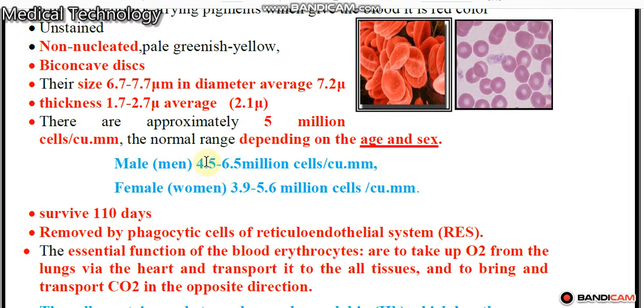If the number becomes less than 4.5 million per cubic millimeter in male, and if the number of RBCs becomes less than 3.9 in female, this is called anemia.